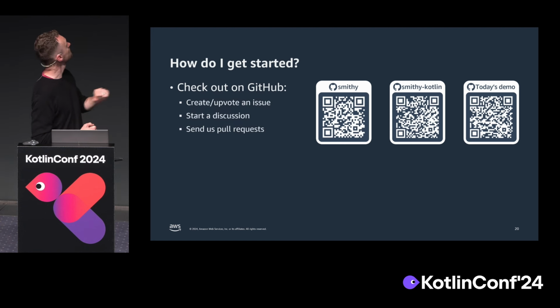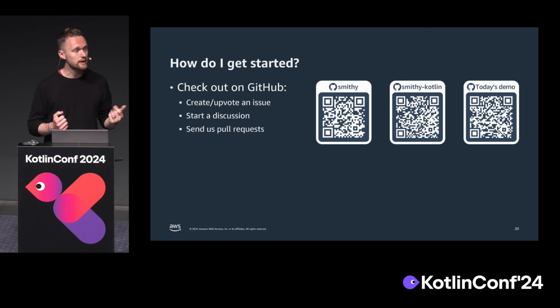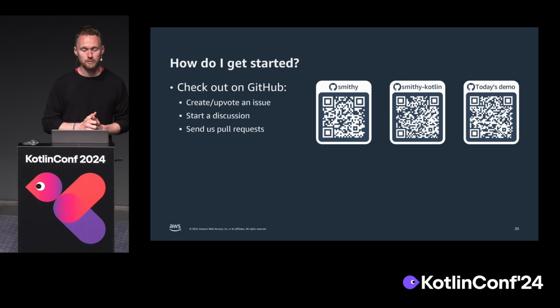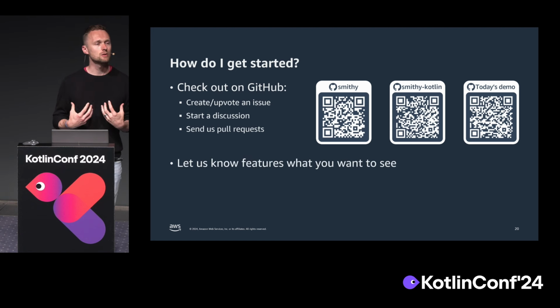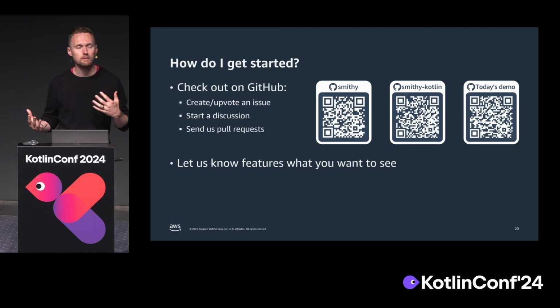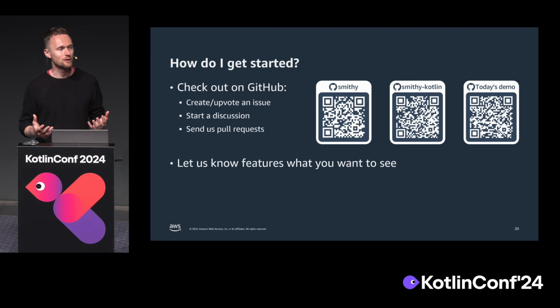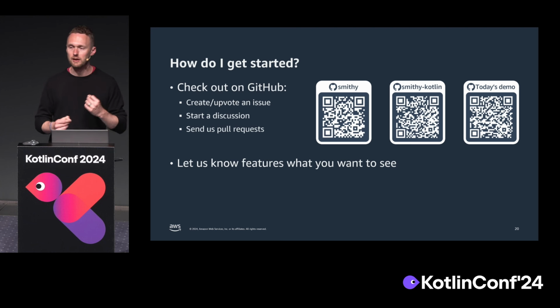Then after that, come to our repos and create issues, start discussions on our discussion boards, send us pull requests even, if you think you can help contribute and make Smithy Kotlin better. Just let us know what features you want to see or what bugs are preventing you from getting your work done the way you want to. Because again, that user feedback is really valuable in helping us prioritize our roadmap.